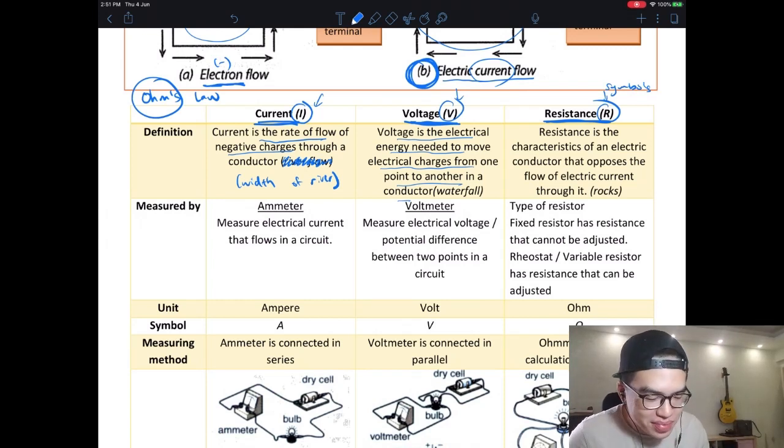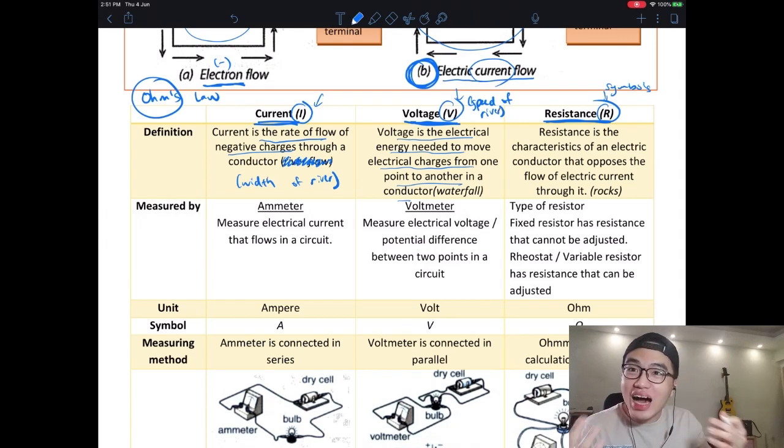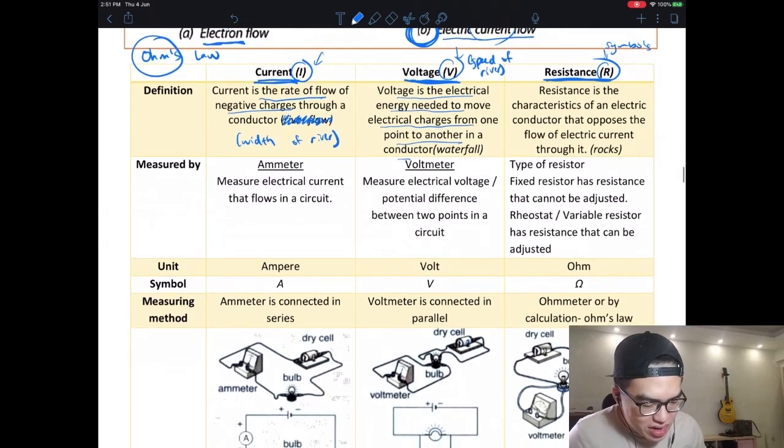Think of it this way. Voltage is the speed of the river. Okay, how fast it is moving. High voltage means the river is flowing very fast. Low voltage means the river is very slow. So if you think of it this way, let me find a space.